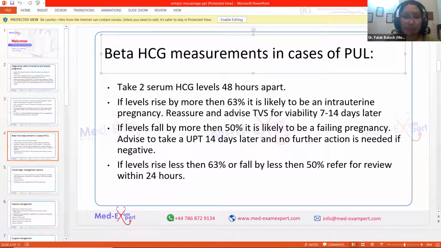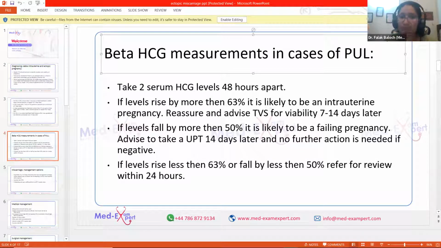This is one situation. The other situation is if the levels fall more than 50%, it is likely to be a failing pregnancy. You advise the patient to take a urine pregnancy test 14 days later, and no further action is needed if it is negative. So these are two possibilities.